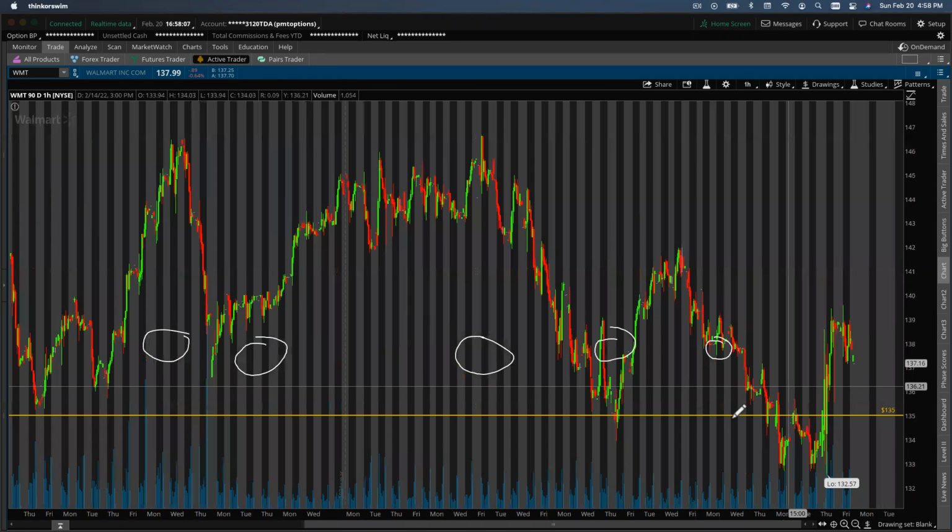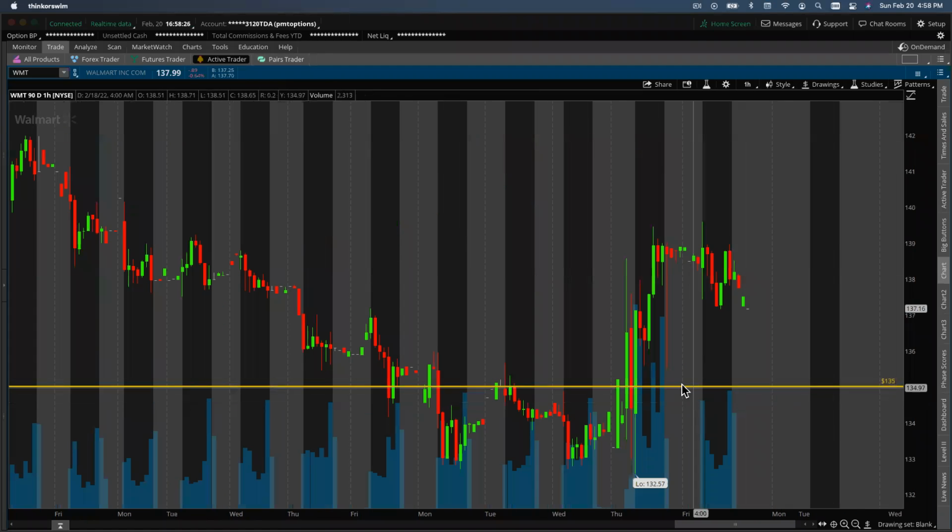Now we're going to look at the hour chart, and don't mind these circles, I'll get rid of them in a second. The main point here is the focus. We just drew out a resistance level, well, one resistance level, and that resistance level was 135. Now we're on the hour chart.